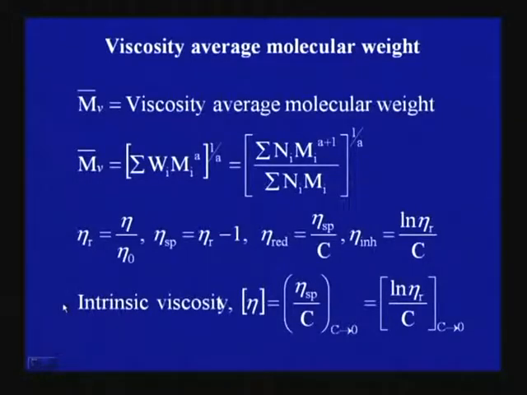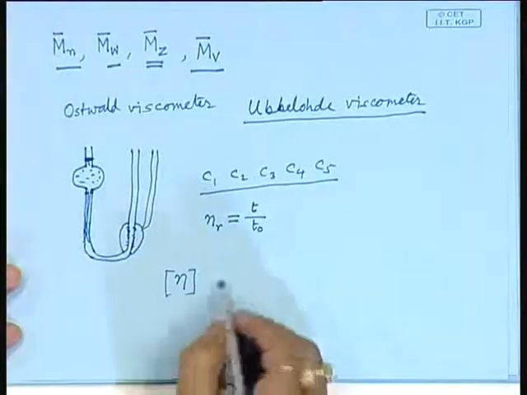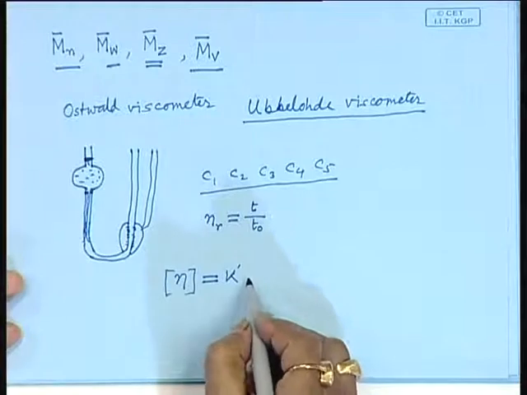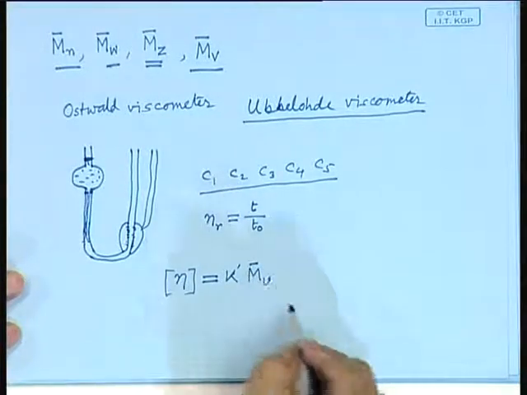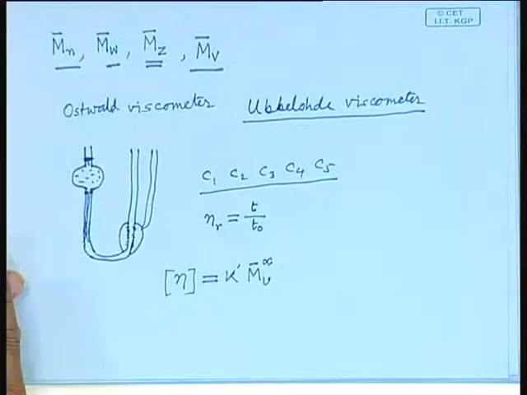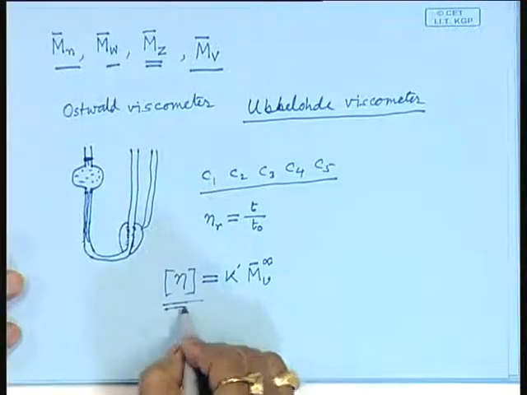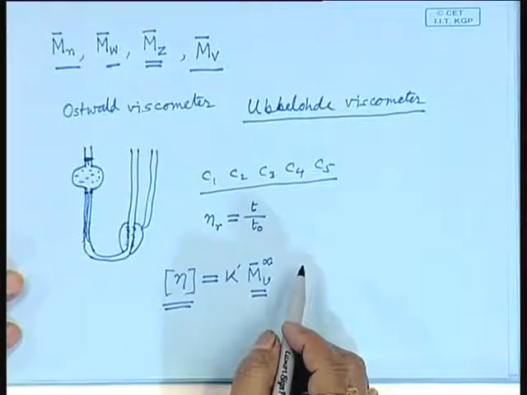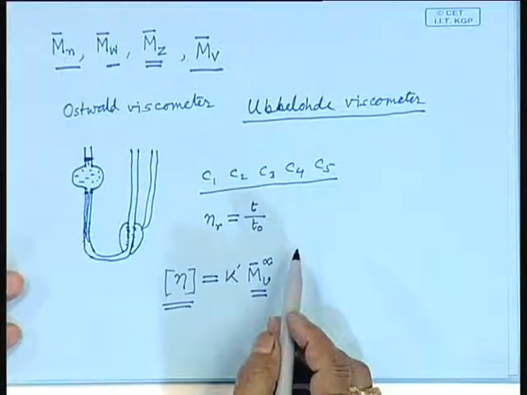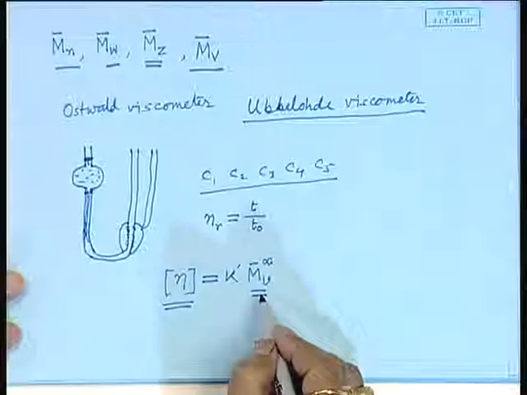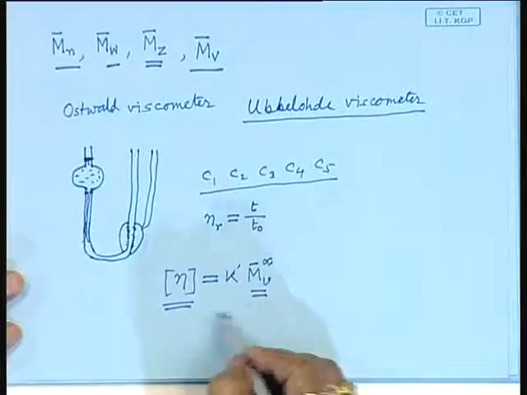Intrinsic viscosity is a viscosity term which is related to eta under third bracket, equal to some constant, say k or k prime, into M v bar, the viscosity average molecular weight, raised to the power alpha or a. That means this intrinsic viscosity is related to molecular weight, because there is an obvious question, sir, after measuring these flow times, how can we get this viscosity average molecular weight data? How can you get? That is related to this thing.